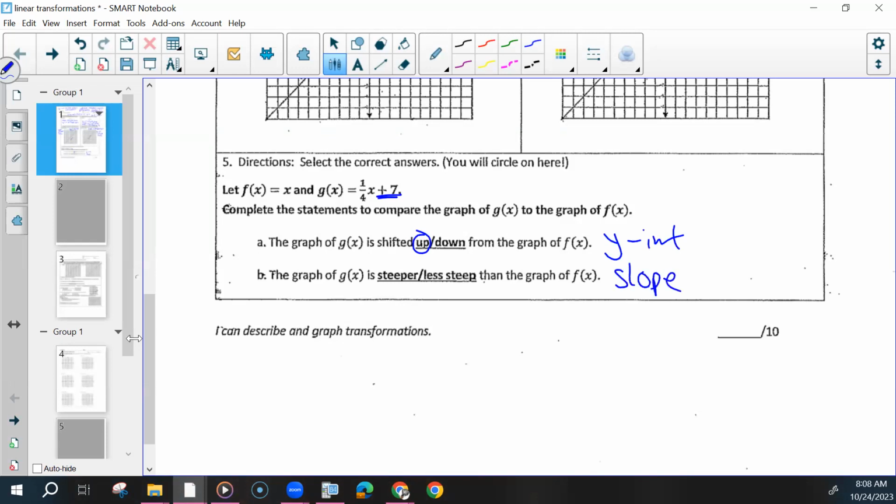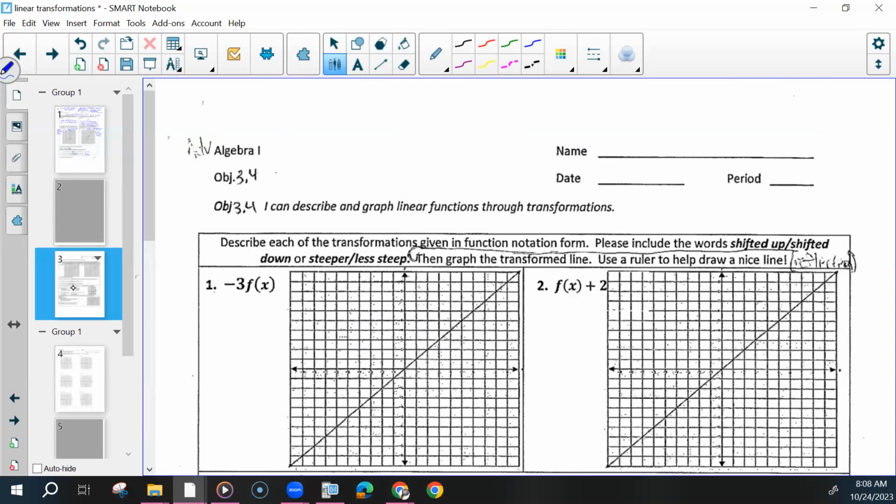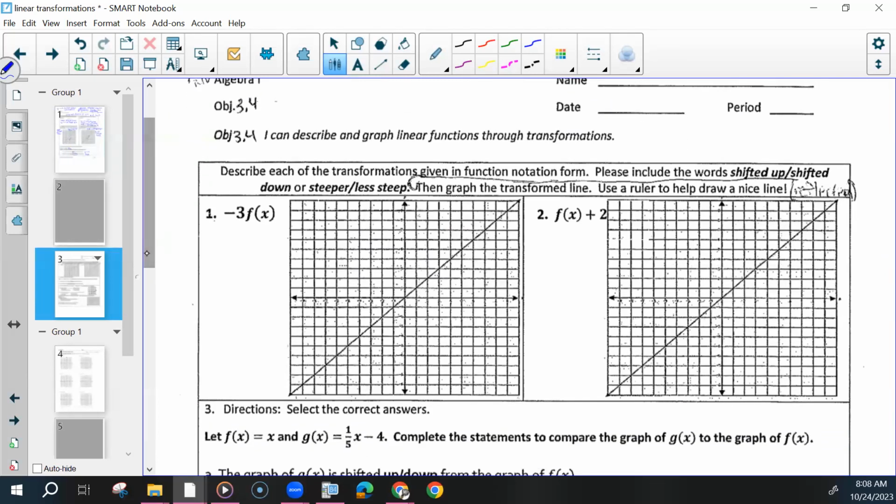So for the slope, comparing the original to the new, is it steeper or less steep? Less steep. How do we know that? Because it's less than 1. So really, less steep is going to be any fraction where the numerator is smaller than the denominator. Questions on that one? We're going to start the next one, and then I think that might be all. We might have time to do both of these.